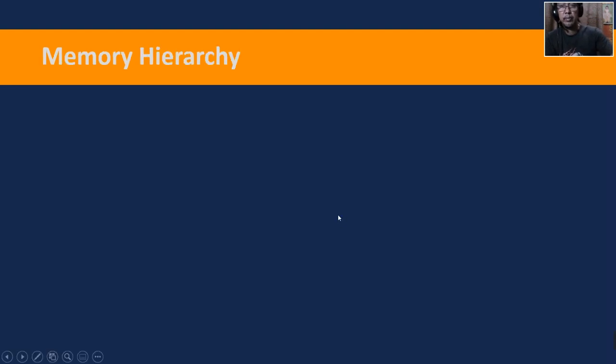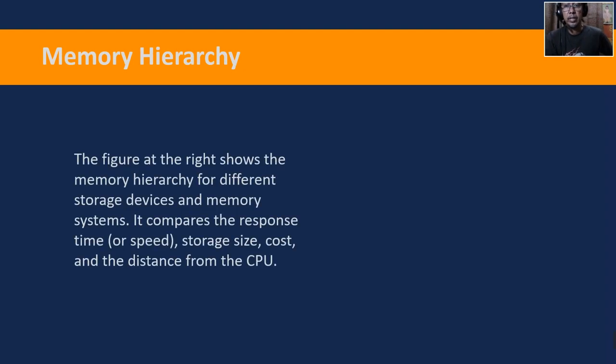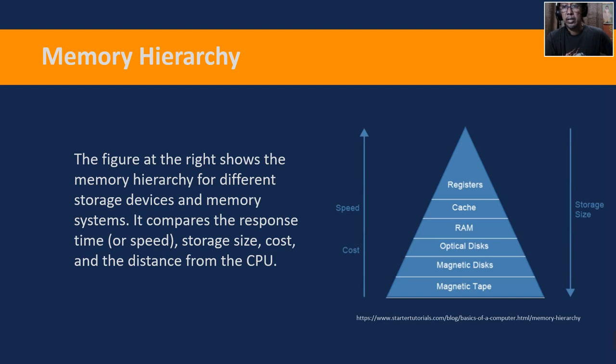So this is the memory hierarchy. The figure at the right shows the memory hierarchy for different storage devices and memory systems. It compares the response time or speed, storage size or capacity, cost, and the distance from the CPU.